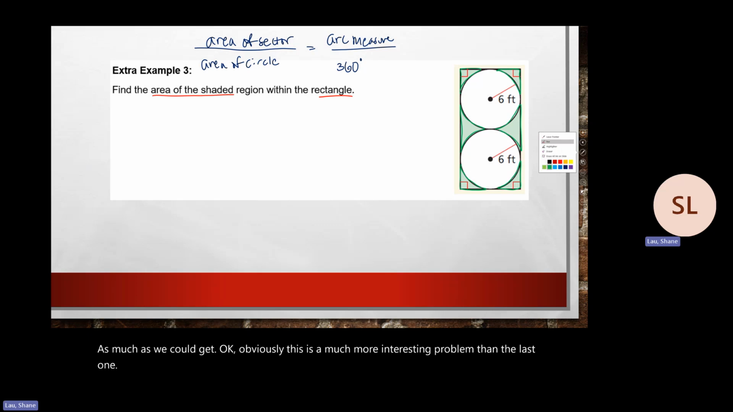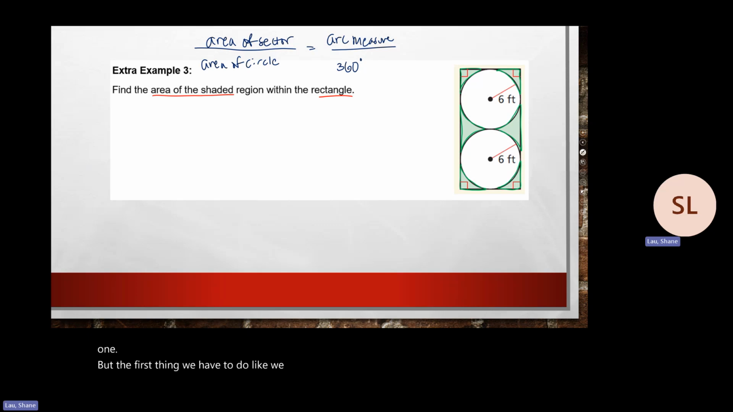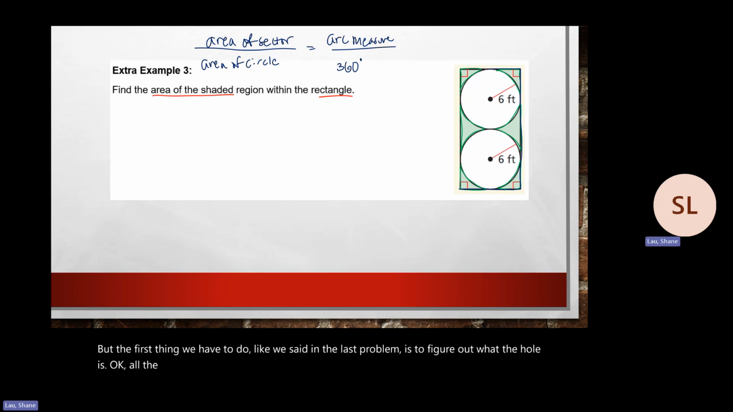First thing we have to do, like we said in the last problem, is we have to figure out what the hole is. All the way up here, all the way, like so. But we don't want the red right here. We don't want this red here.